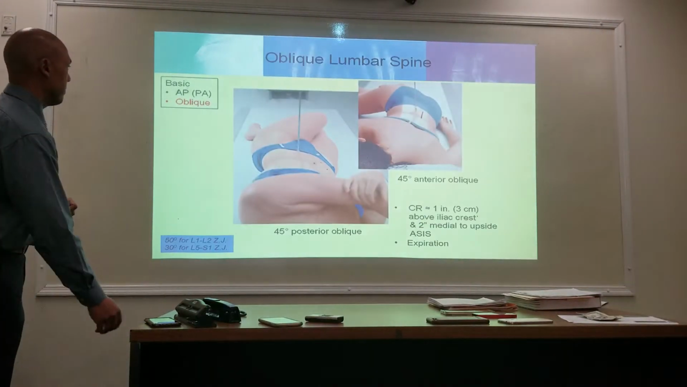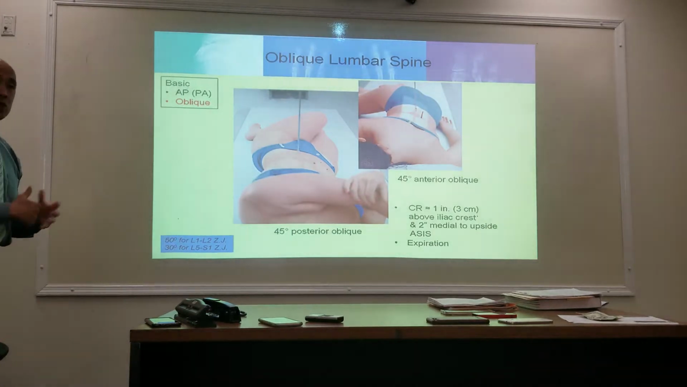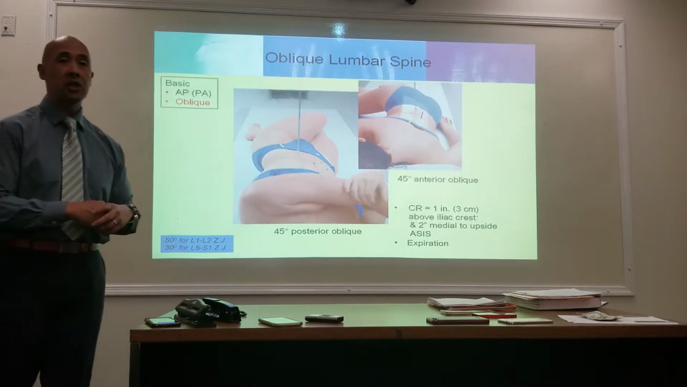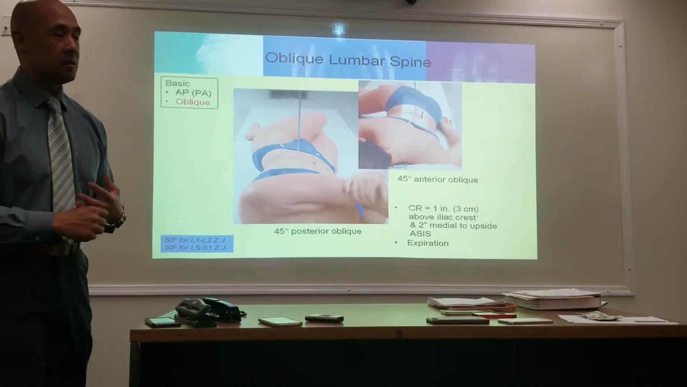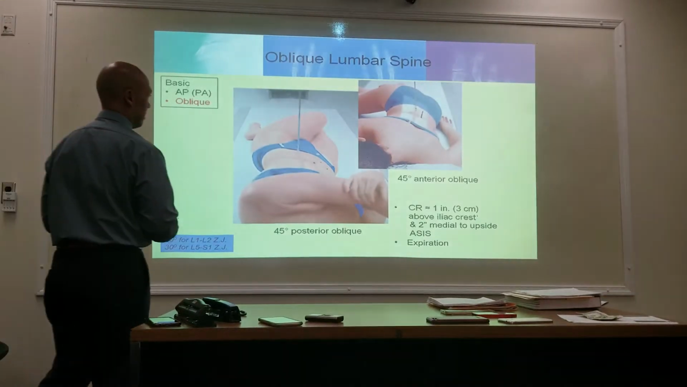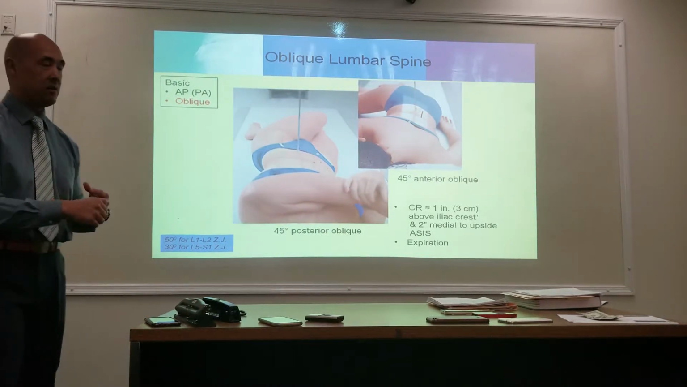Obliques. 45-degree obliquity. Now, this for sure you are going to be taking this shot on a field of 11 by 14. It's going to be an 11 by 14 field size. So there's no option here.